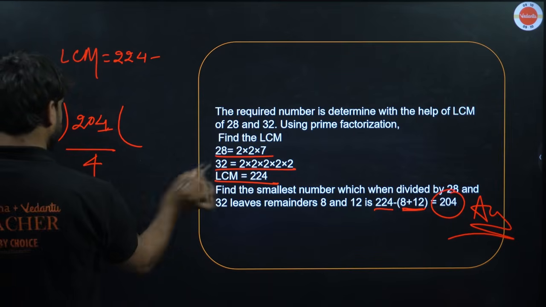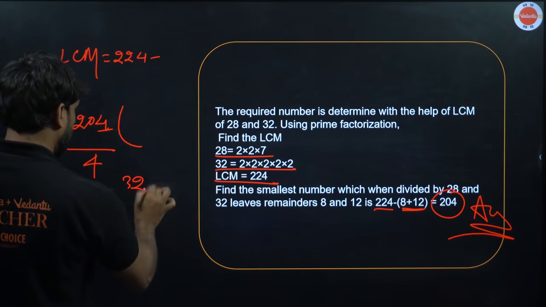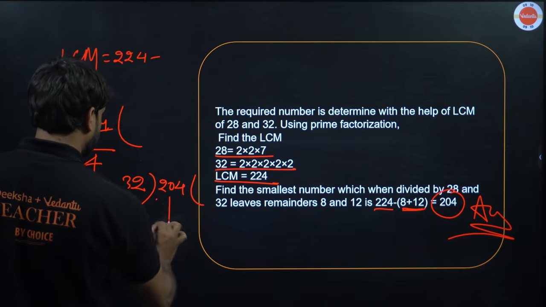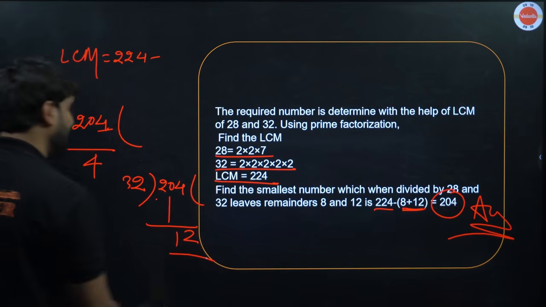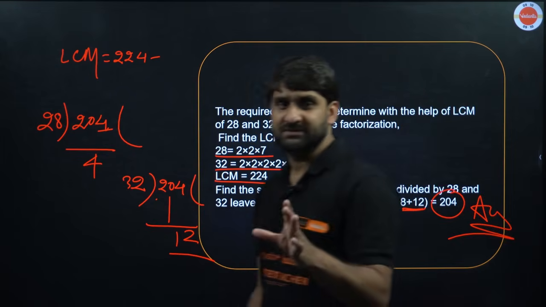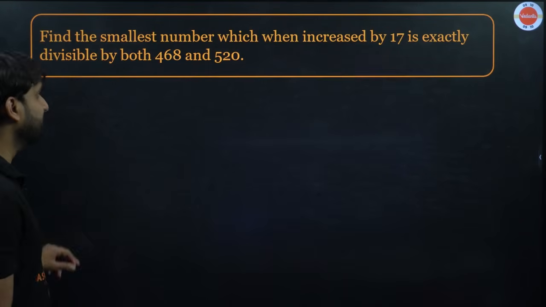When you divide this number 32 from this number 20 from 32, the remainder here will be equal to 12. You can verify this. So 204 is the correct answer. 204 is the answer, right? So always keep it in mind.